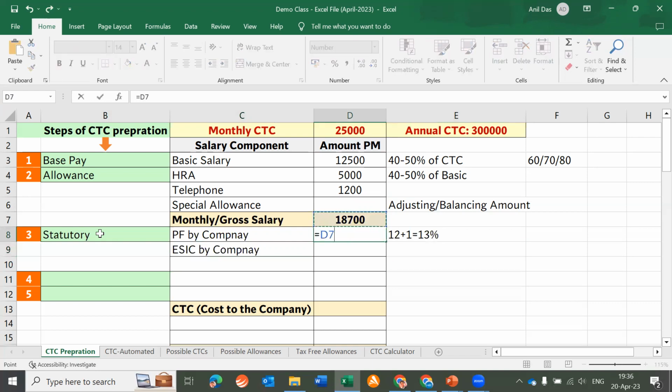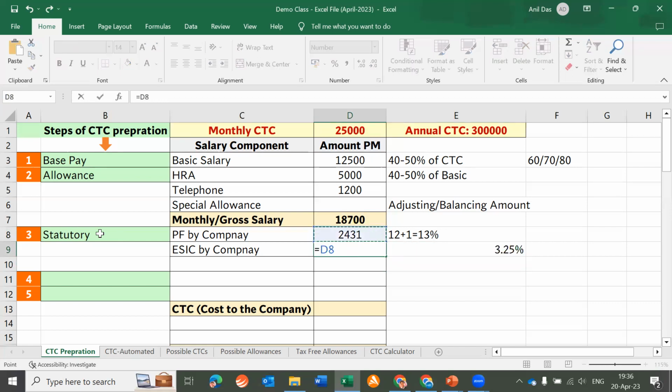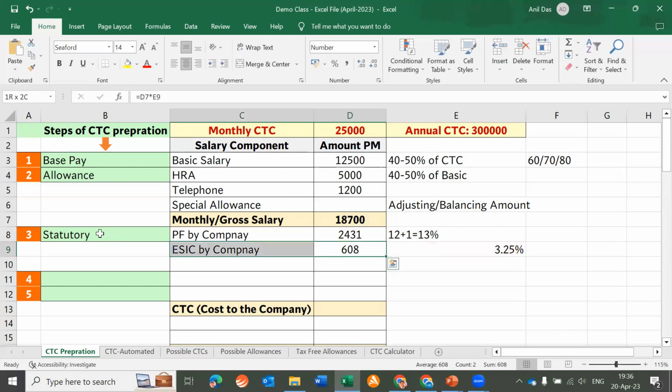Let's calculate 13% of this. This means 2,431 would be paid by company to PF department for this employee. ESIC contribution is how much? It is 3.25% by company. Company would pay this much every month to ESIC department. So company would be paying 608 as ESIC and in PF they would be paying 2,431.